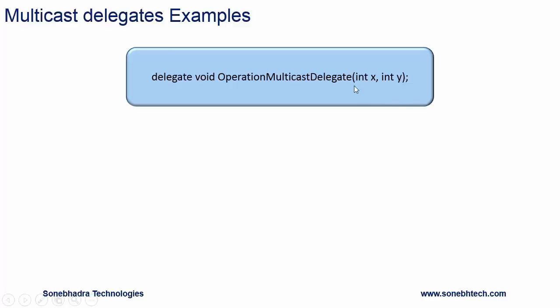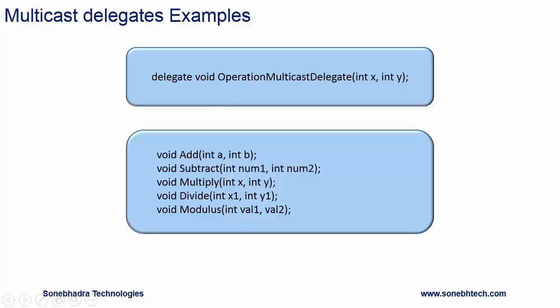Here we have delegate operation multicast delegate. It has two parameters of type int and return type is void. That means it can refer to a method which has two parameters of type int and return type is void.